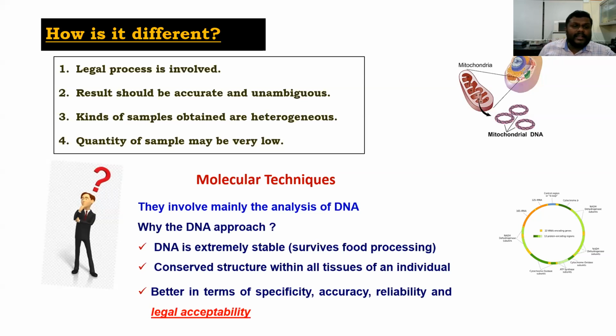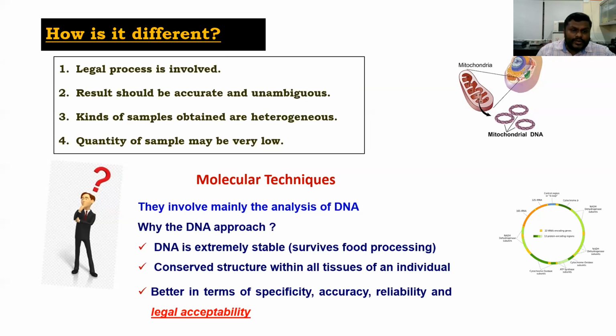Since it is a legally bound activity, in some states the bail will not be granted until the report reaches their department from NRC. Such a kind of complexity is evolving. Since it is legally involved, the result should be accurate and unambiguous. That is another important aspect. Whatever we do, the test should be accurate. We have to justify our act, because whatever result we produce has a great impact.